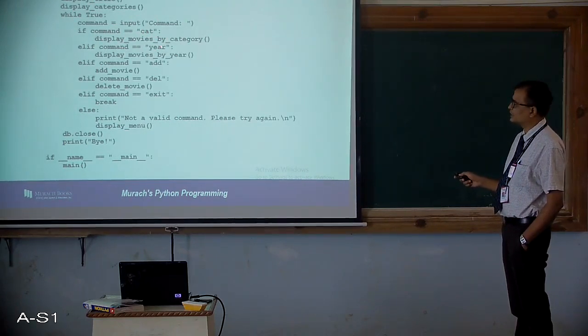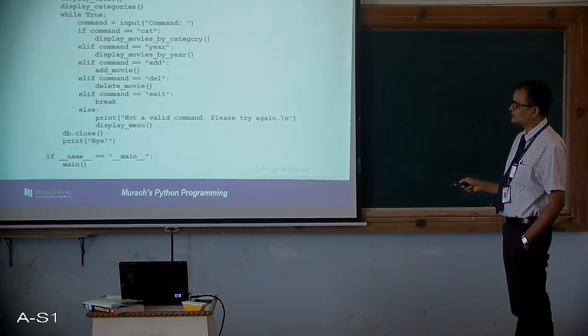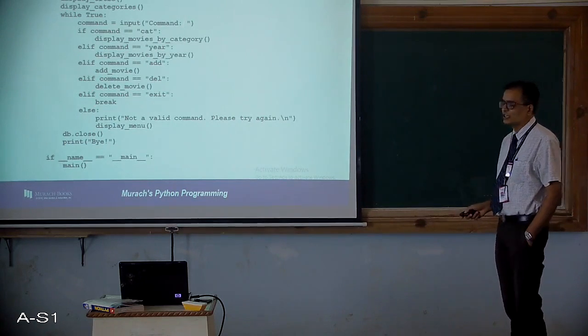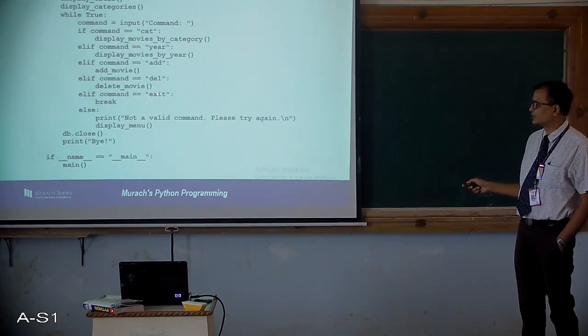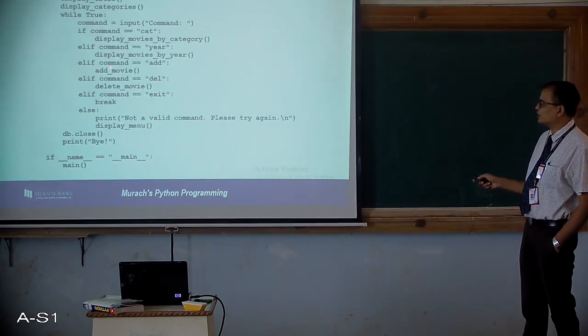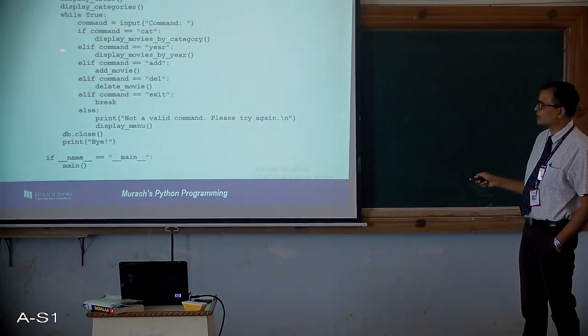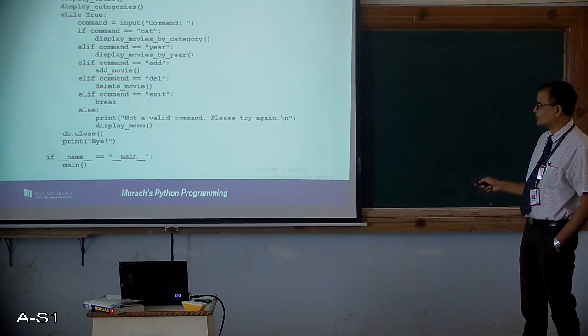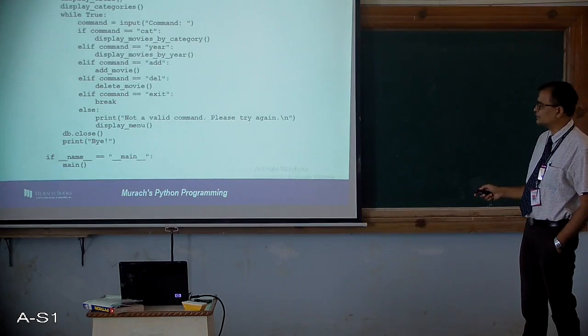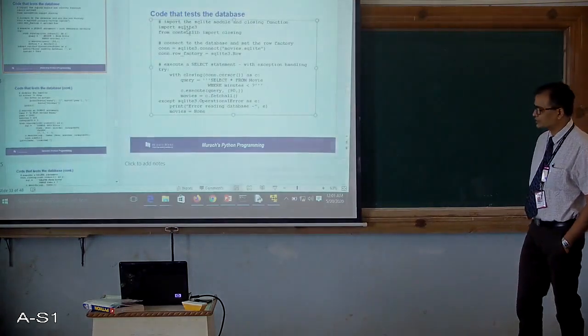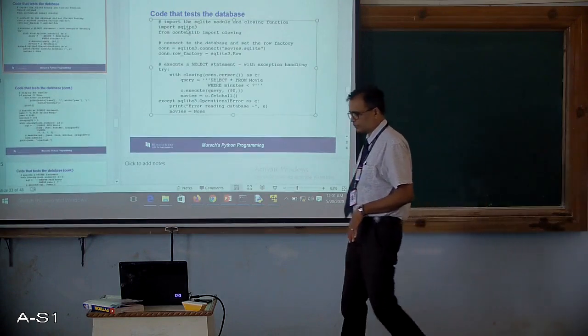If he enters year, then it is display movies by year. If it is add, then add a movie. If it is del, then it is delete movie. If it is exit, then it is break. So this particular loop breaks only when you enter EXIT in this particular format. Else, if your entry doesn't match any of these specified commands, then it will say not a valid command, please try again, and then display the menu again, right? So display menu will display the menu and then you will have to continue. This is how it's done. So this is the program as far as the program is concerned.